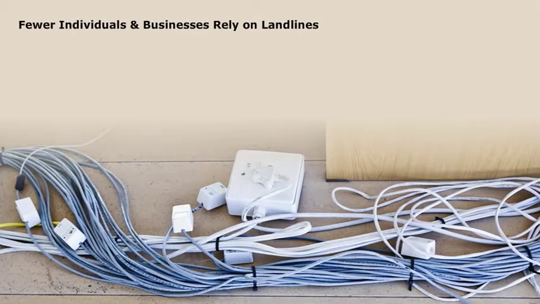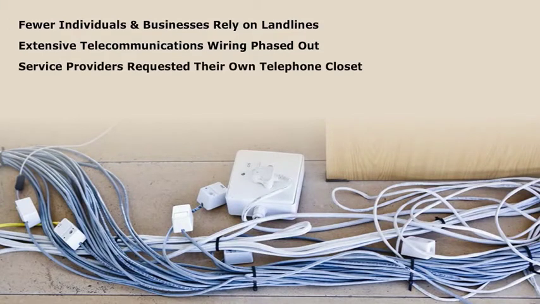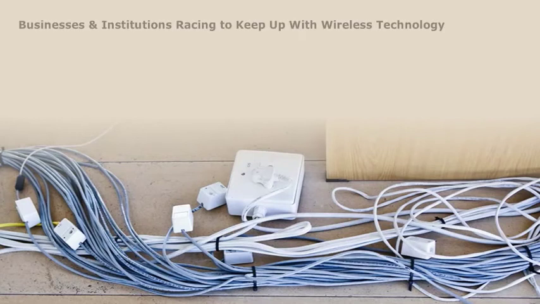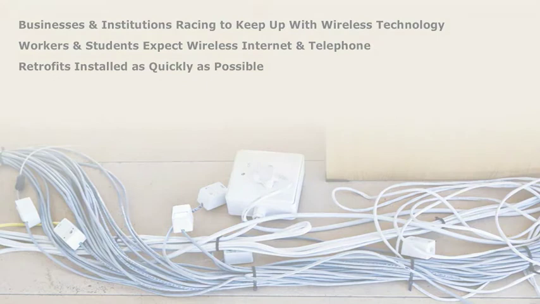As fewer individuals and businesses rely on landlines for most of their telephone calls, extensive telecommunications wiring may be phased out. In the past, competing telephone service providers requested their own telephone closet in multiple tenant buildings, duplicating wiring and space requirements. Businesses and institutions have been racing to keep up with wireless technology. As office workers and students come to expect wireless internet and telephone connections wherever they want them, retrofits are installed as quickly as possible. The equipment is neither invisible nor carefully designed.